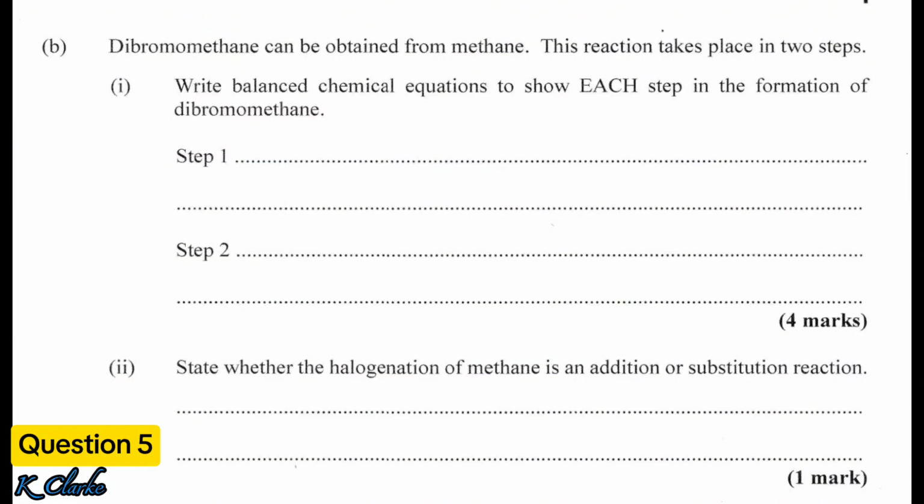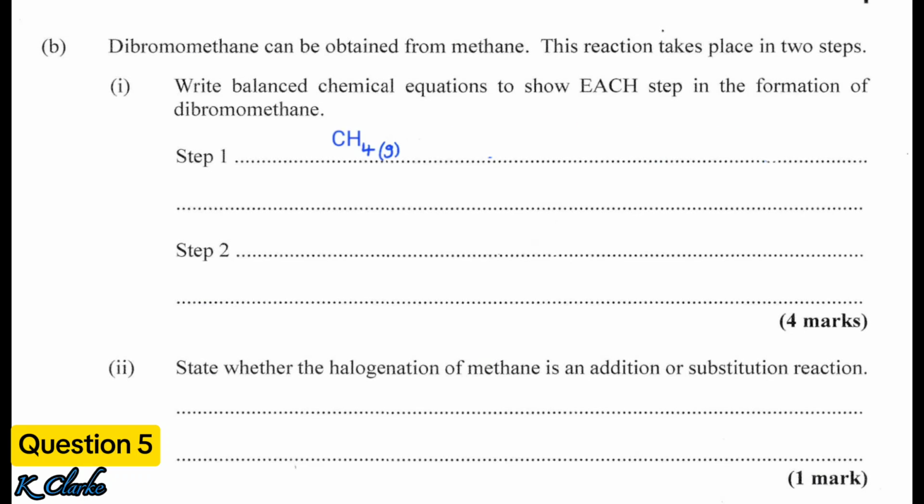B. Dibromomethane can be obtained from methane. The reaction takes place in 2 steps. Part 1. Write balanced chemical equations to show each step in the formation of dibromomethane.